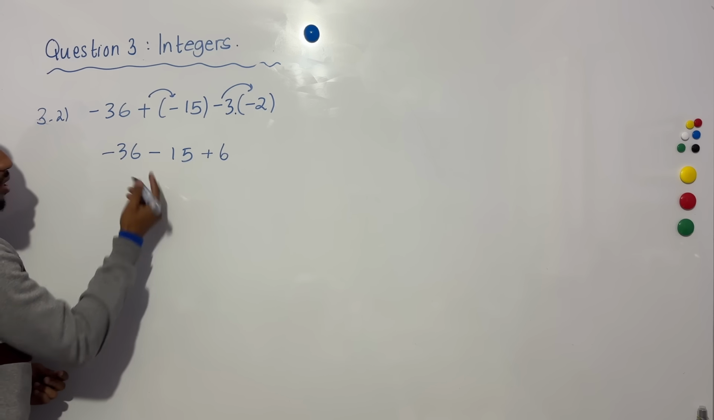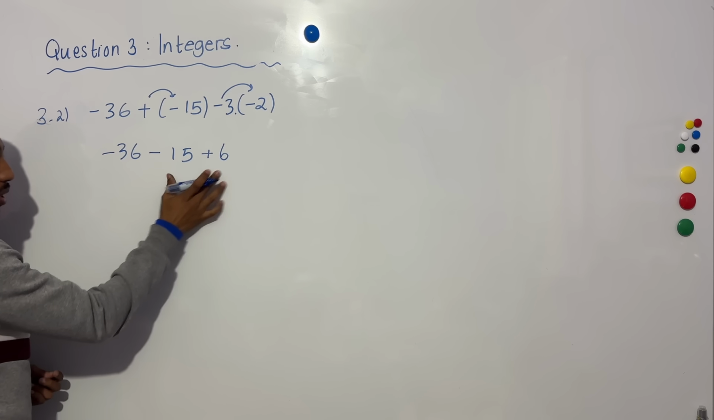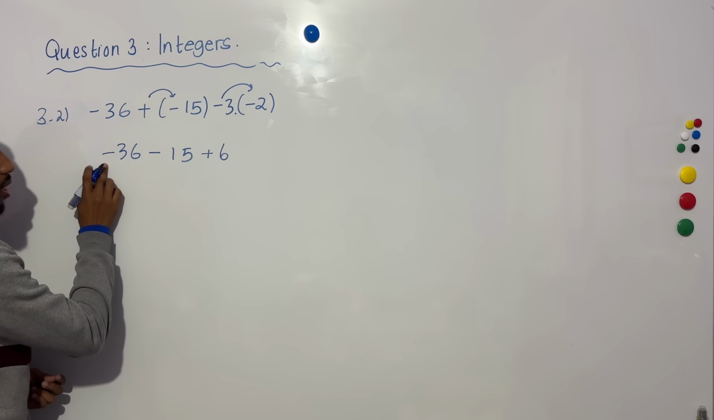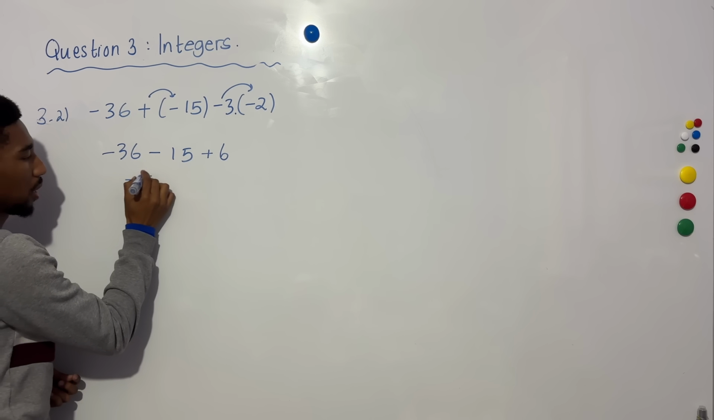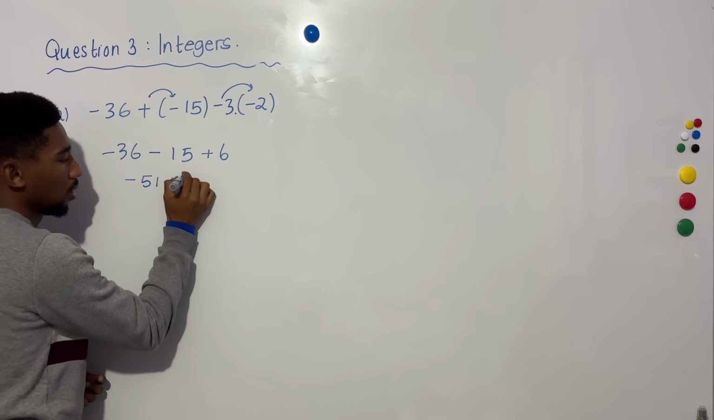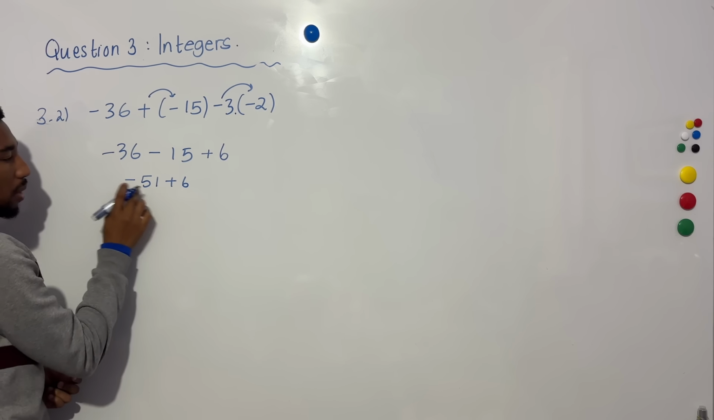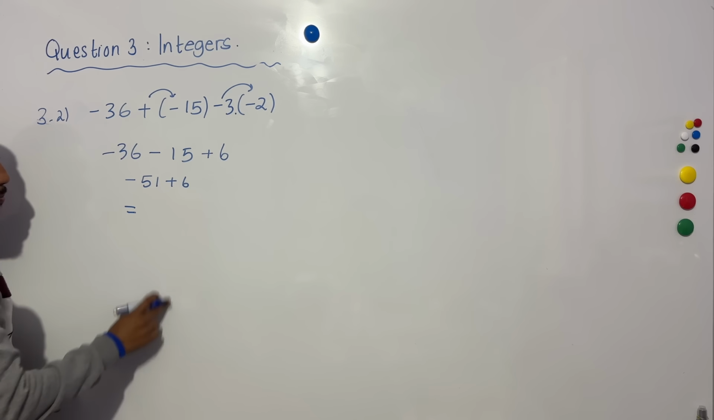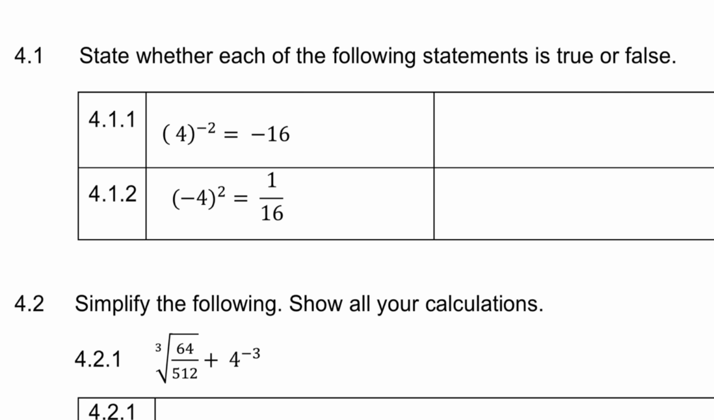Then we have minus 36 minus 15. We're going to do this separately. Minus 36 minus 15, that's minus 51. Then minus 51 plus 6 is equal to minus 45.